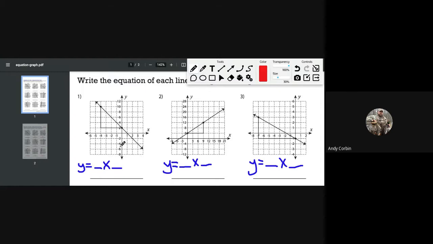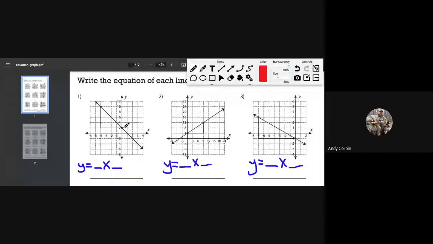So the easiest thing to find, first of all, is your y-intercept. All you have to do is look on the y-axis and see where the line crosses the y, and it crosses right there. So what is that point? It crosses the y-axis at what? At +1. Okay, is that a +1?